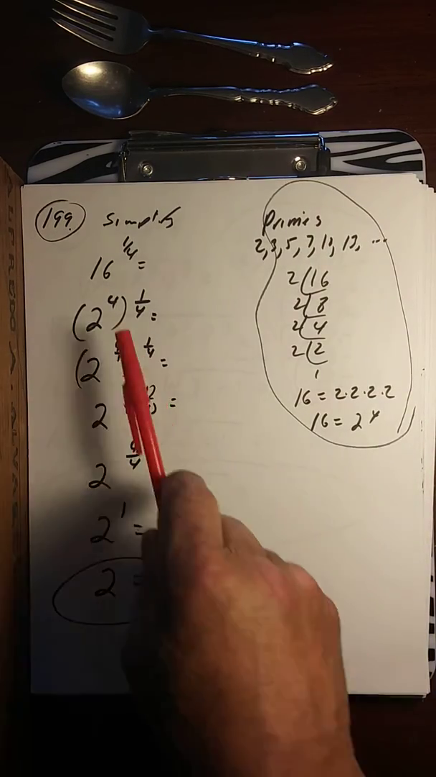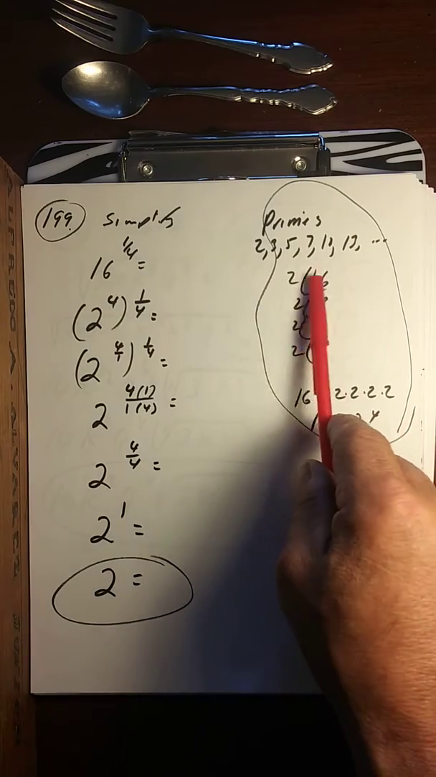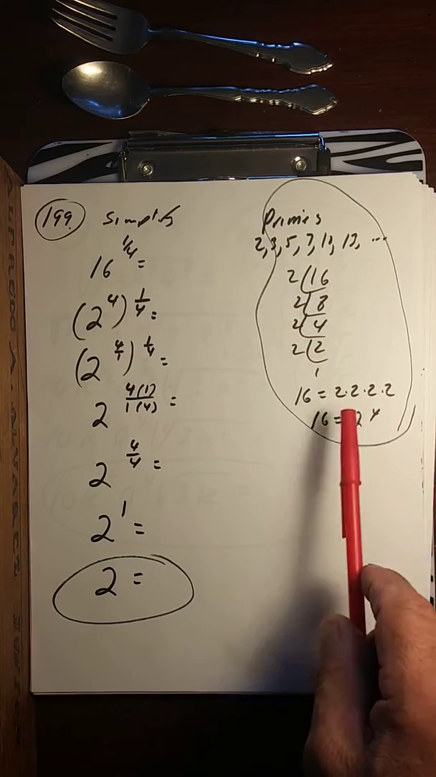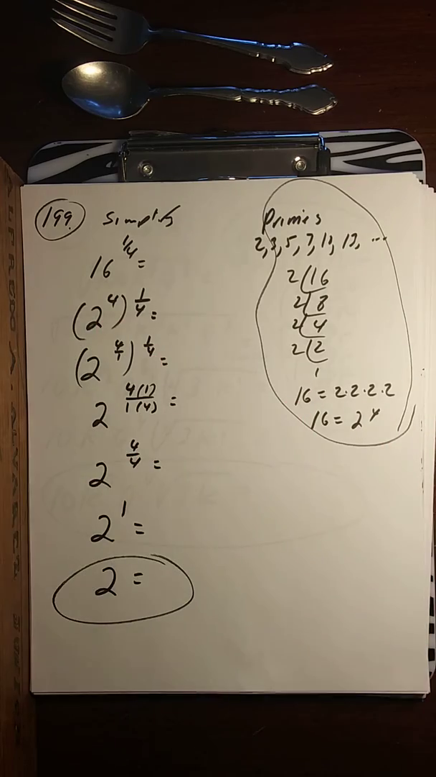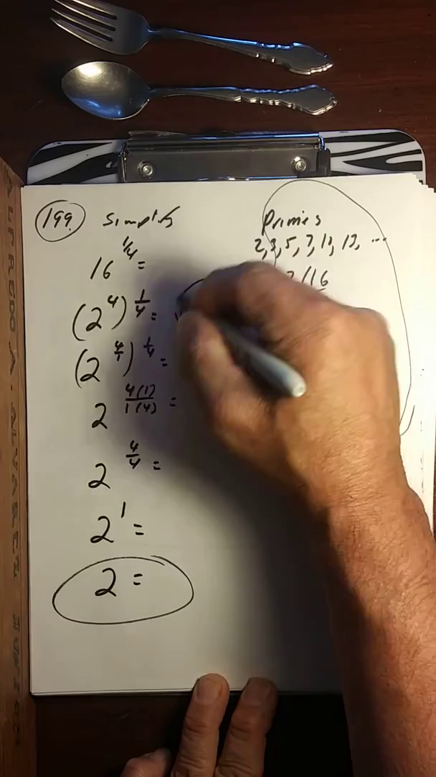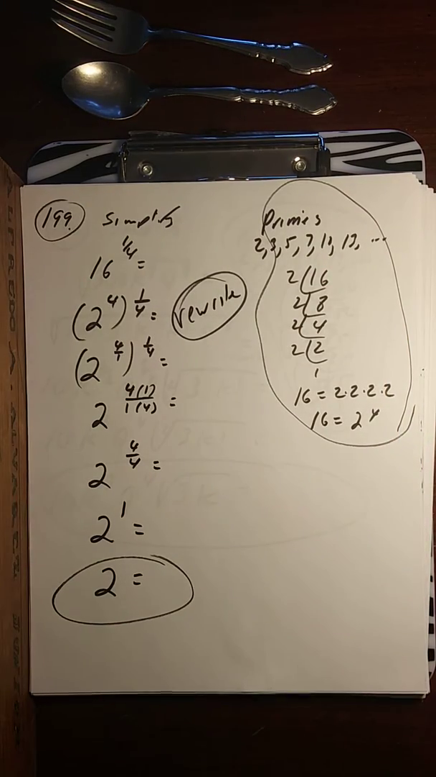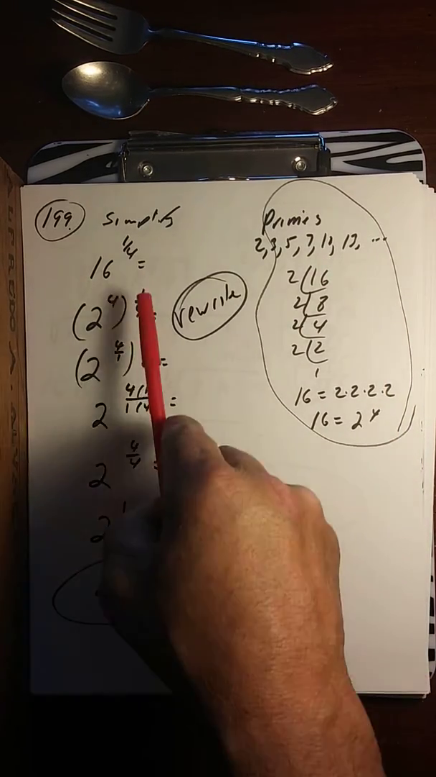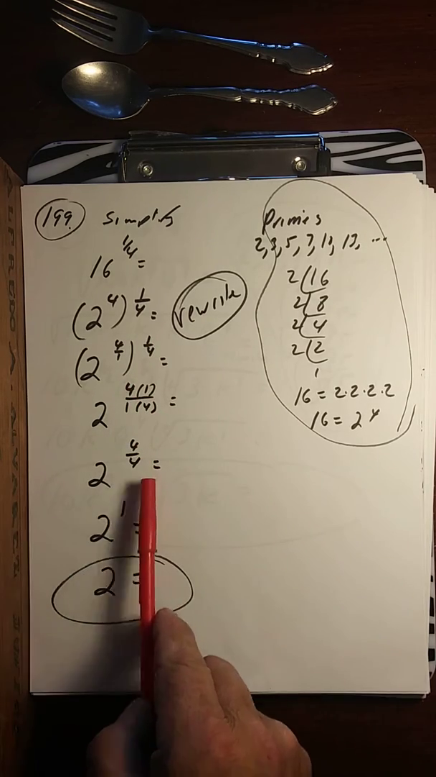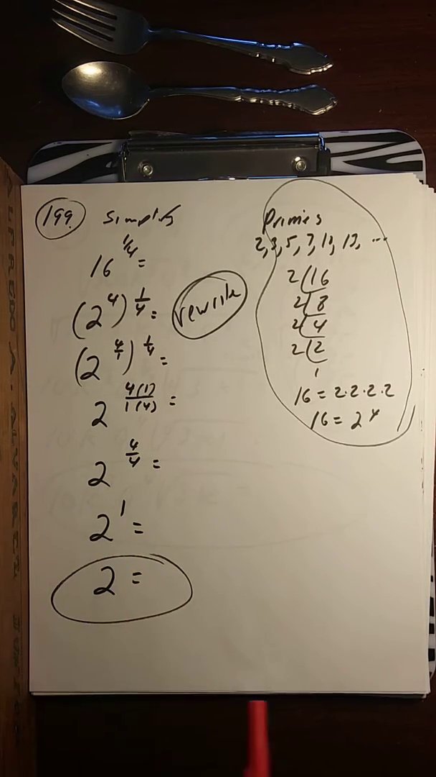This one, rewrite it. This is a prime number. 16 is 2 times 2 times 2 times 2. So 16 is 2, 2, 2, 2. Or 16 is 2 to the 4 power. Rewrite this one in here. There it is. I rewrite it. And now, what do we have? We have 2 to the 4 times 1 over 4. 4 over 1 times that. So that's going to be 4 over 4, which is just a 1. And 2 to the 1 is what? 2.